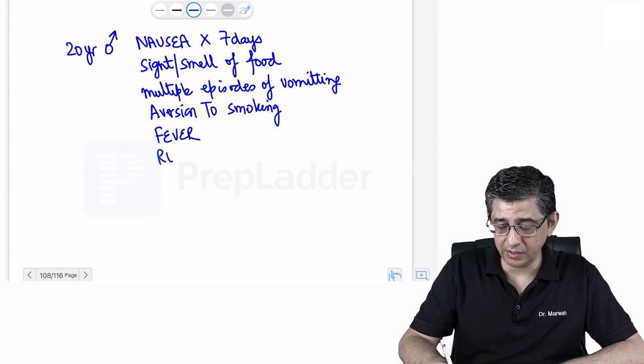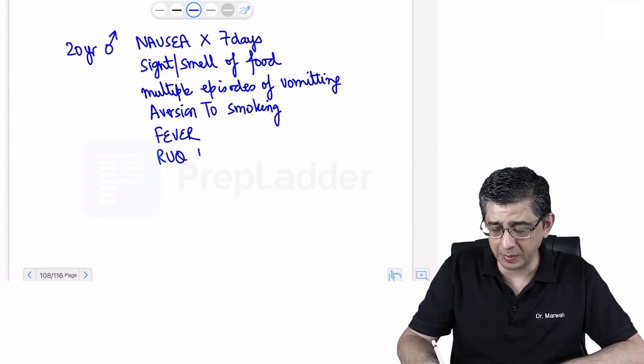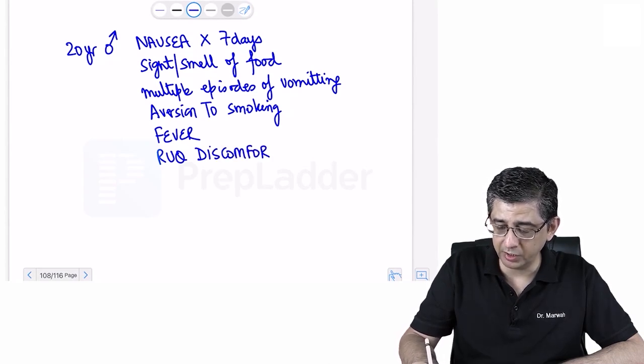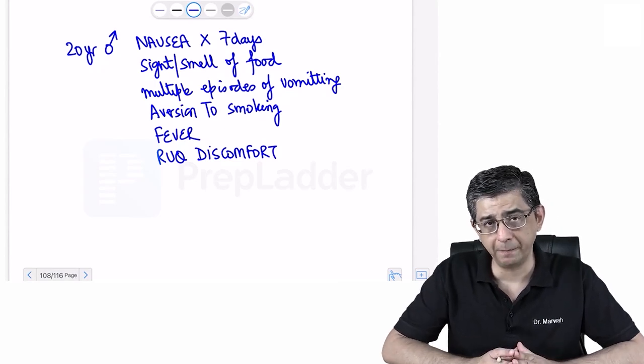And he also says that the right side of his tummy is hurting, or most people may not be so educated to actually put their hand on the right upper quadrant, so they just might say that I'm having abdominal pain.